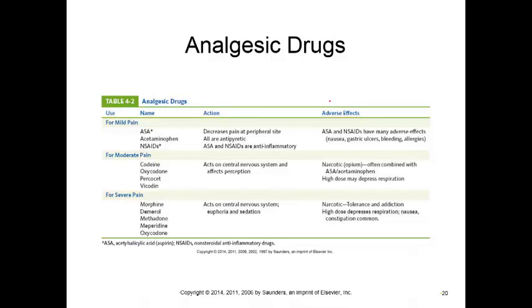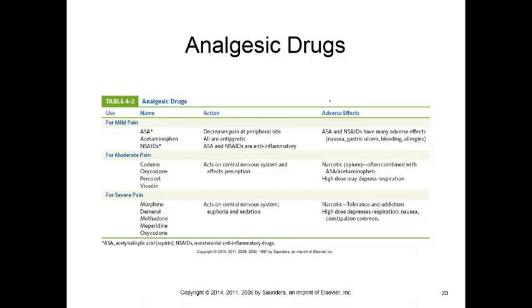Aspirin and ibuprofen are both anti-inflammatories, which is also going to reduce inflammation. One of the adverse effects, and the reason why you don't want to take too much aspirin or too many NSAIDs, is that it can lead to problems with the GI tract, such as ulcers and bleeding, and allergies. For moderate pain, we typically see more things that have codeine in them. So we have Tylenol with codeine, or oxycodone, or Percocet, or Vicodin. We see the codeine with the Tylenol or aspirin.